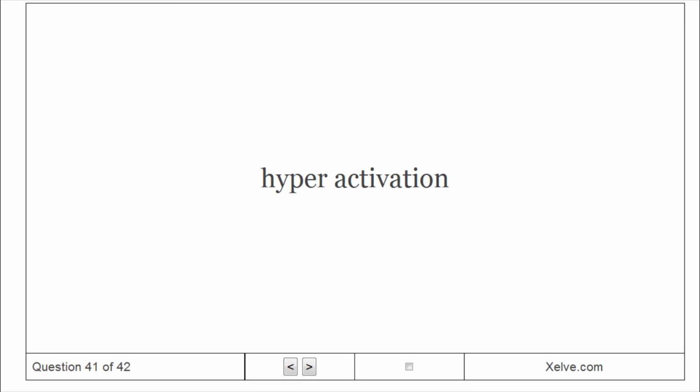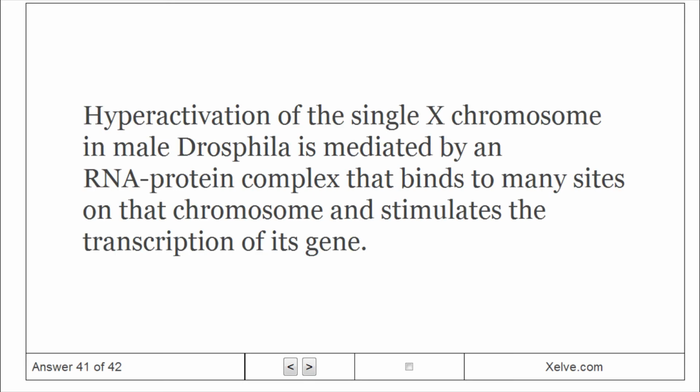Hyperactivation. Hyperactivation of the single X chromosome in male Drosophila is mediated by an RNA-protein complex that binds to many sites on that chromosome and stimulates the transcription of its genes.